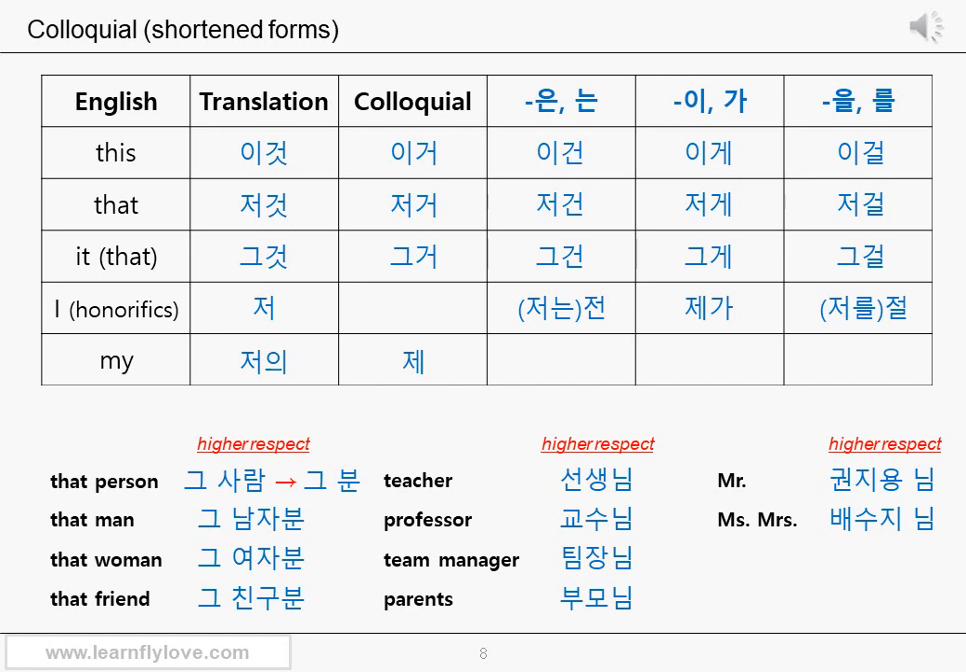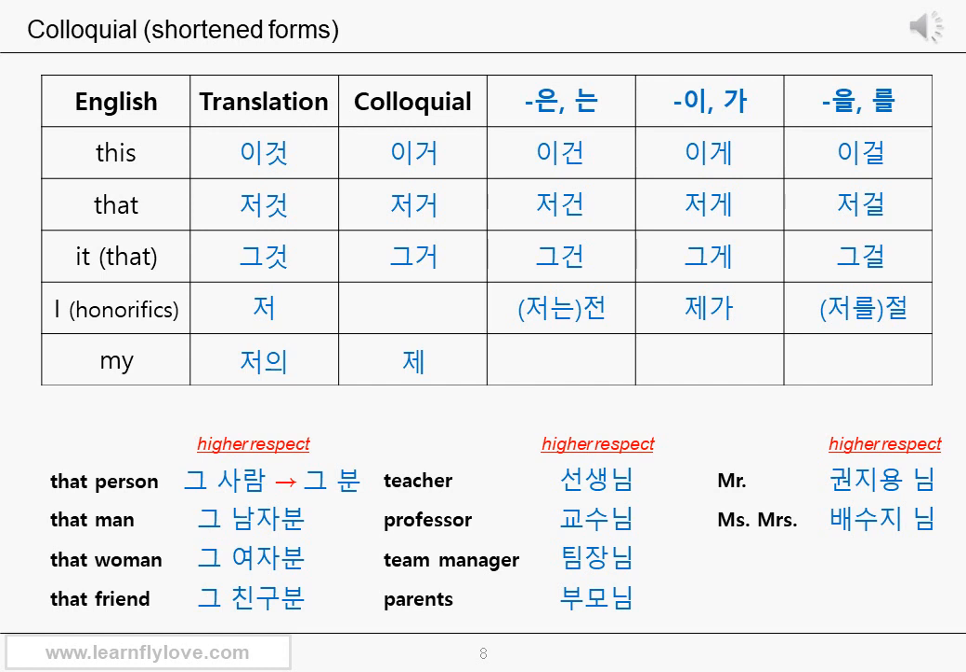Okay? Next. The pronoun it or sometimes that. The original translation is 그것, 그것. The colloquial form is 그거, 그거. 그거 is used when you refer to something which was in the previous sentence or something you and the listener already know what it is, so that you don't have to point it saying this or that.